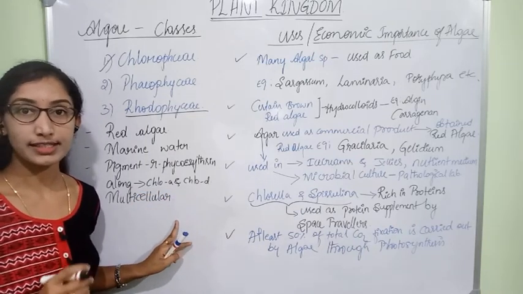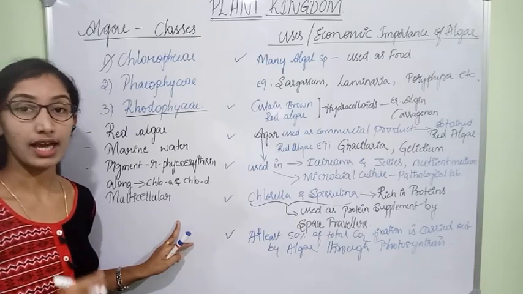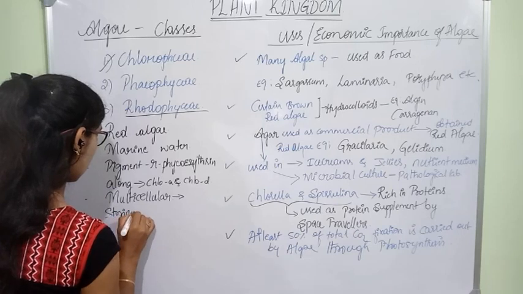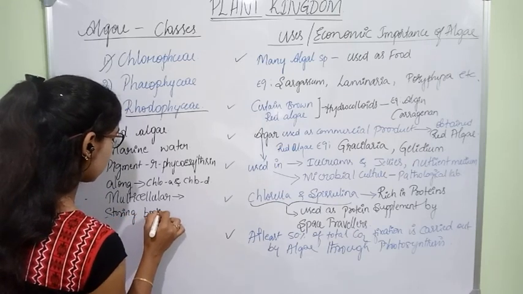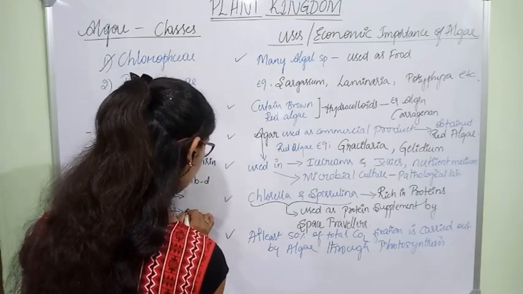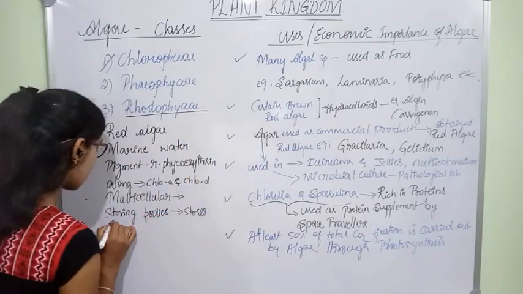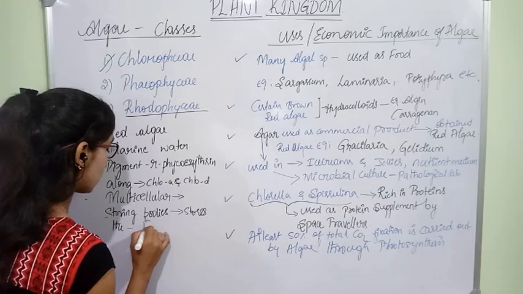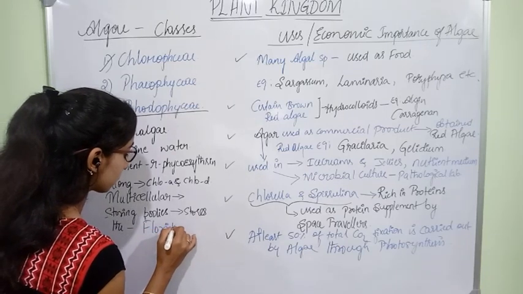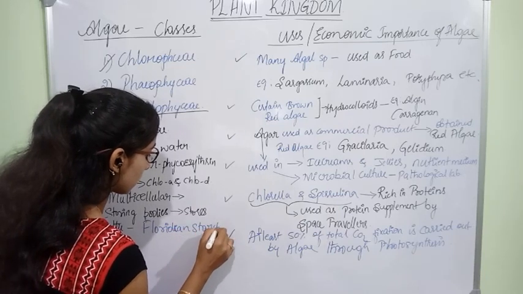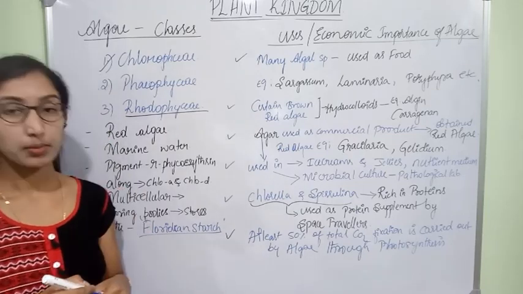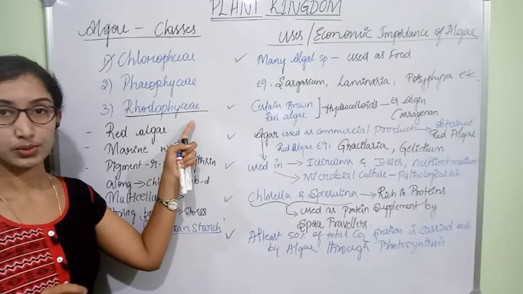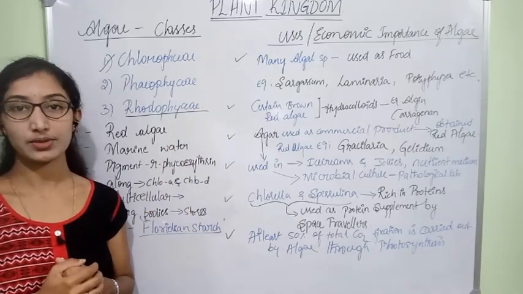Also, these multicellular algae, along with these pigments, have storage bodies, which store food as Floridean starch. Floridean starch is the stored food in the members of Rhodophyceae.